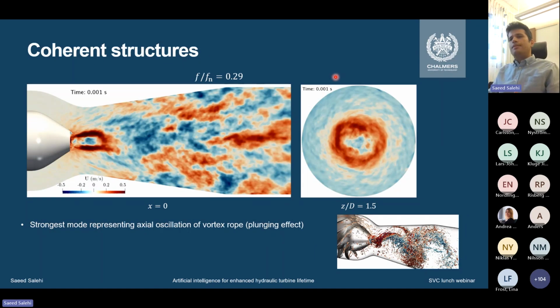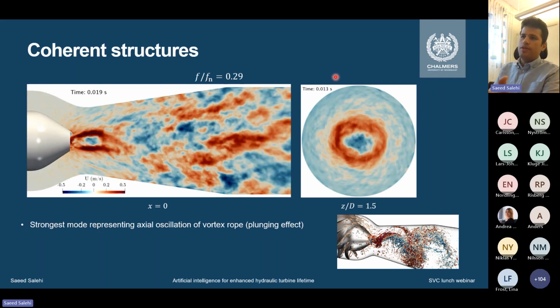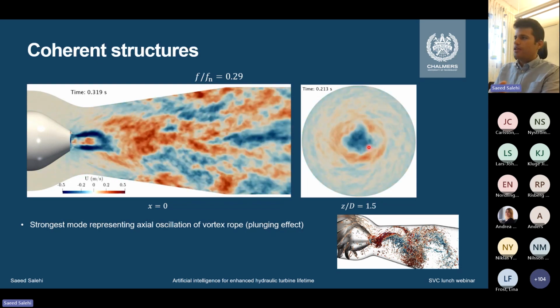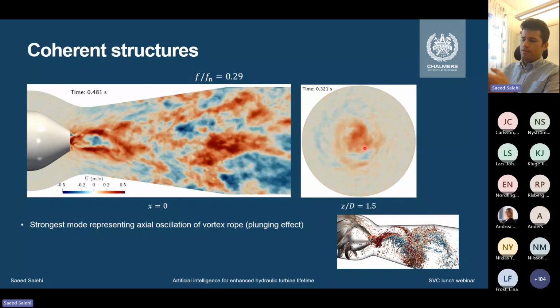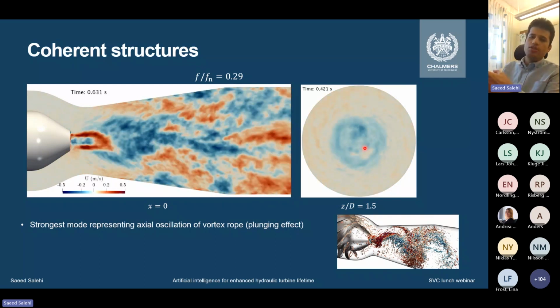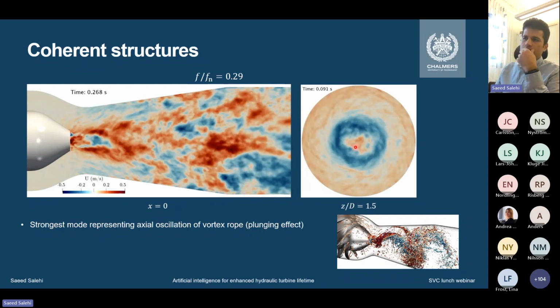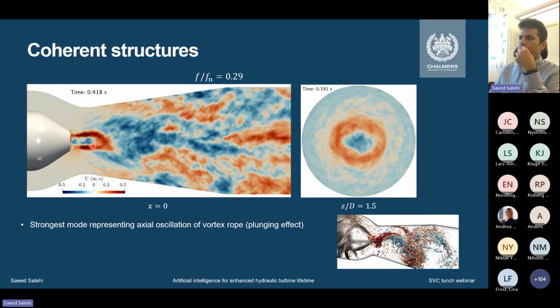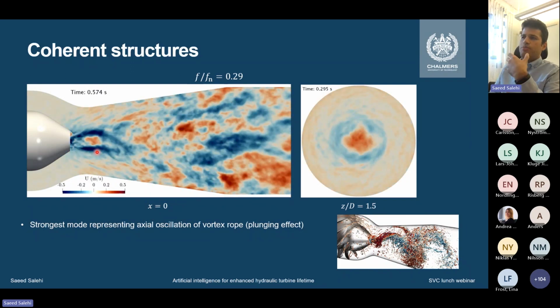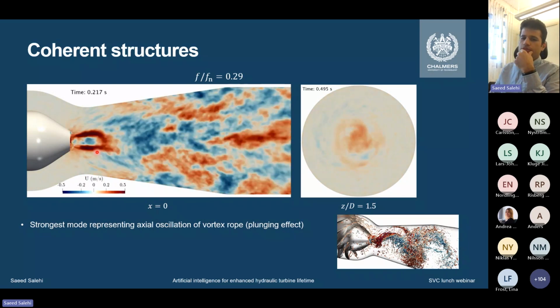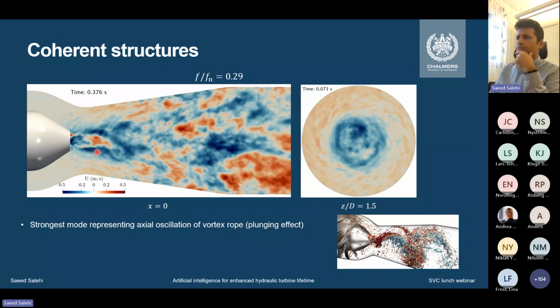But when we look at the second strongest mode, we can see the plunging effect. So here you can see downstream of the runner, there is no rotation effect. In both figures, you can see the dynamics are not in a rotational pattern, but in an axial oscillation pattern, and the frequency shows that it's the axial oscillation of the vortex rope, which is known as the plunging effect.